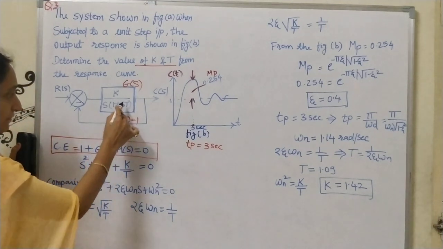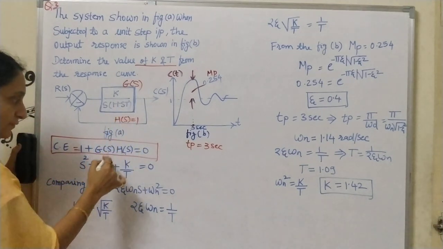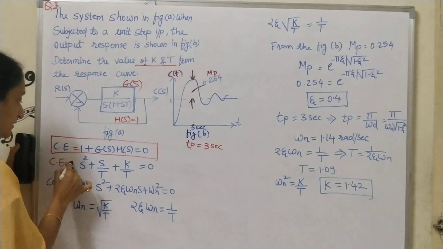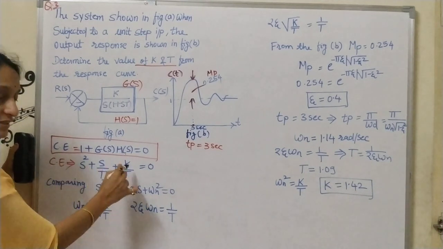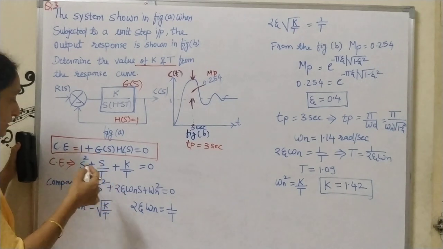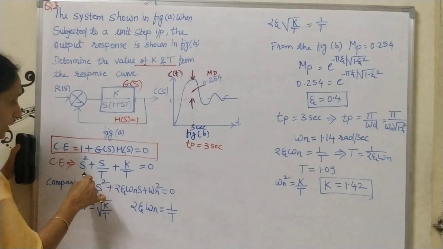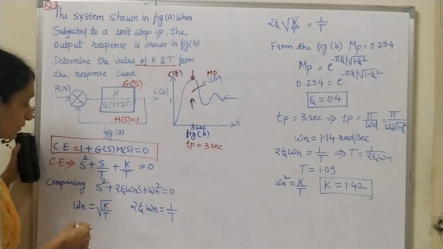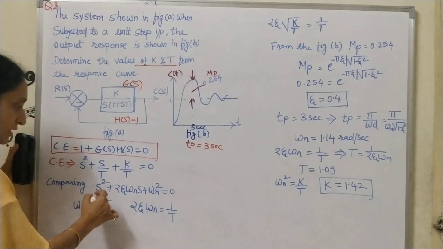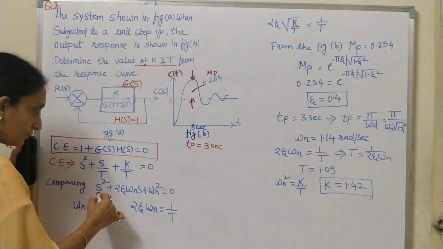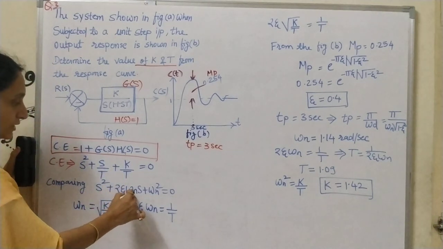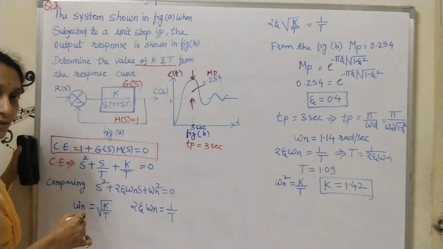After substituting G of s H of s, I have rearranged the characteristic equation in standard form so that I can compare it with the standard characteristic equation. Look at this, what I got: s square plus s by T plus K by T is equal to 0. Now comparing this characteristic equation with the standard characteristic equation. What is the standard? s square plus 2 zeta omega n s plus omega n square is equal to 0.